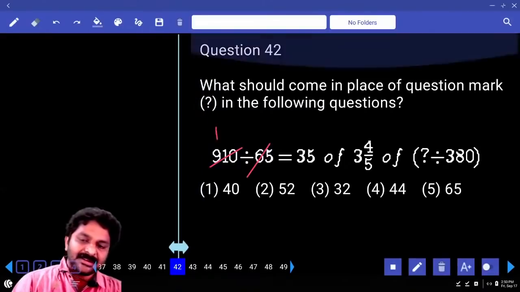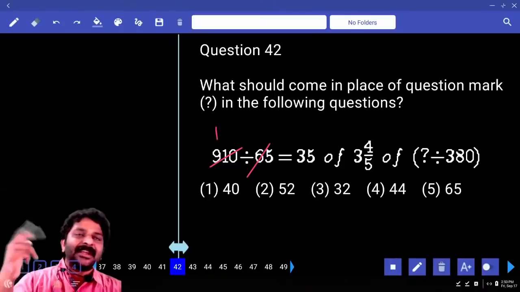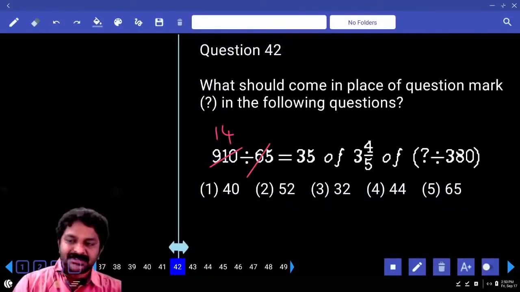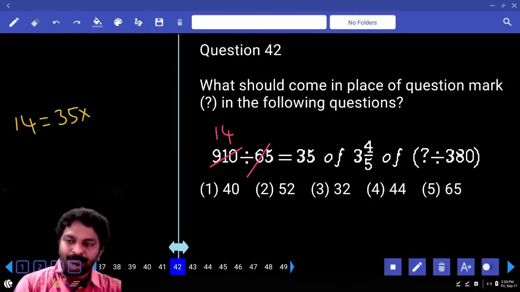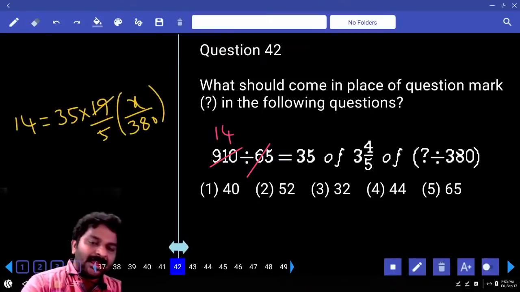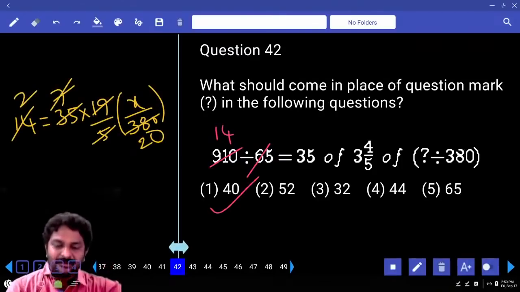65 cancellation, 650. Apart from that you have 270. 65 double, 130. 130 double, 260. Double in the sense 4 times. Now left hand side we have 14, which is equal to 35 of meaning into 3 4 by 5. 19 divided by 5 into x by 380. 19 how many times? 20 times. 5 7 times. 7 2 times. 2 into 20, 40, first option.